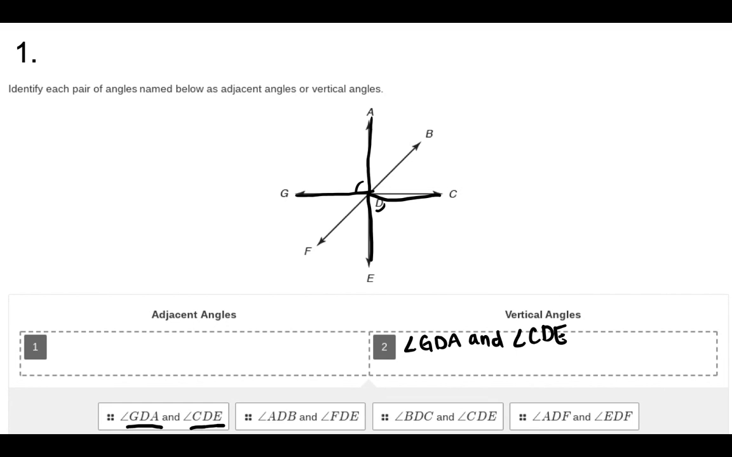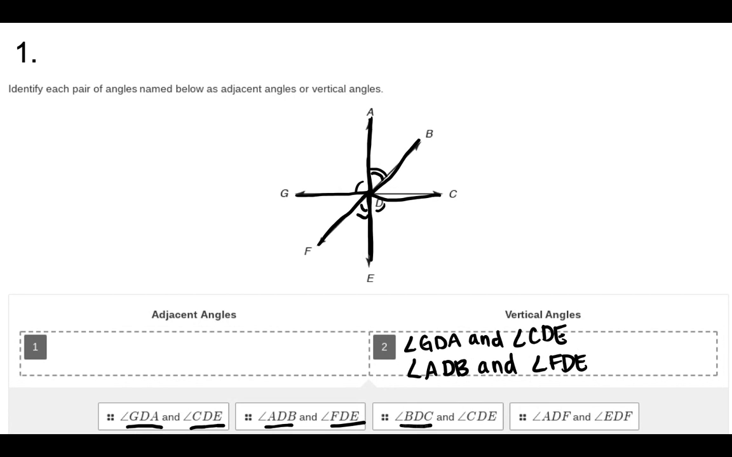CDE. Okay, then the next one, it goes ADB. So from A to D to B. So right here, this one. Okay. And then we have FDE. So I'm going to go from F to D to E. Okay, so these are also opposite and they're formed by 2 intersecting lines. So that is also vertical angles. So ADB and angle FDE.